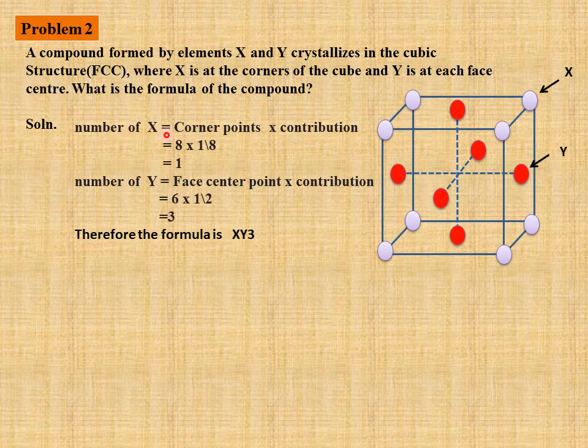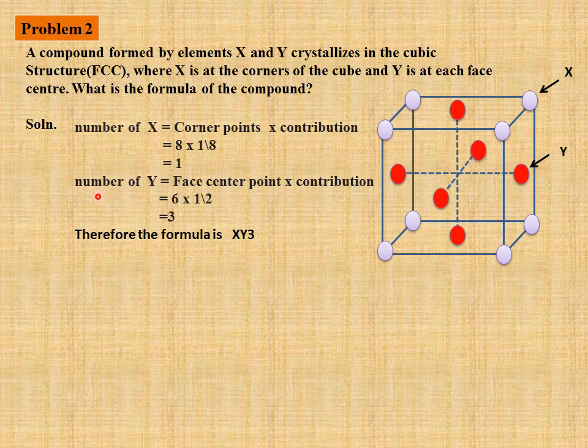We can do it in one stretch or we can take multiple steps. Number of X is equal to corner points into contribution. How many corner X points are there? 8 is there. What is its contribution? 1 by 8. 8 into 1 by 8 is equal to 1. So how many X is there? 1.